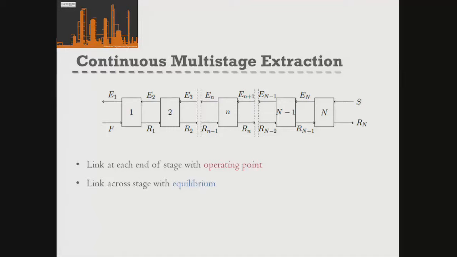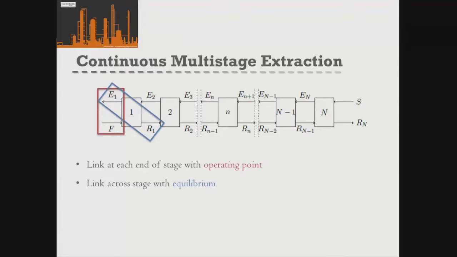So if we just think about it conceptually first, before we start to draw it out, we know that each end of our stage is linked with an operating point. So we essentially can link these, our initial, for our input to stage 1, with an operating point. We then know that for each stage, our extract and our raffinate must be in equilibrium with each other. Okay? So we can link these with our equilibrium tie lines in our system.